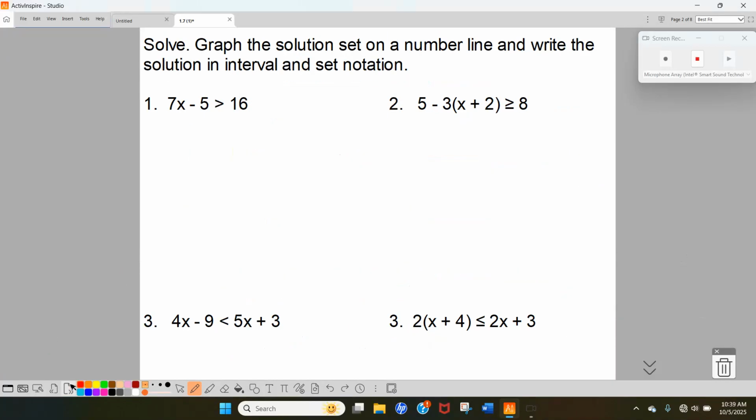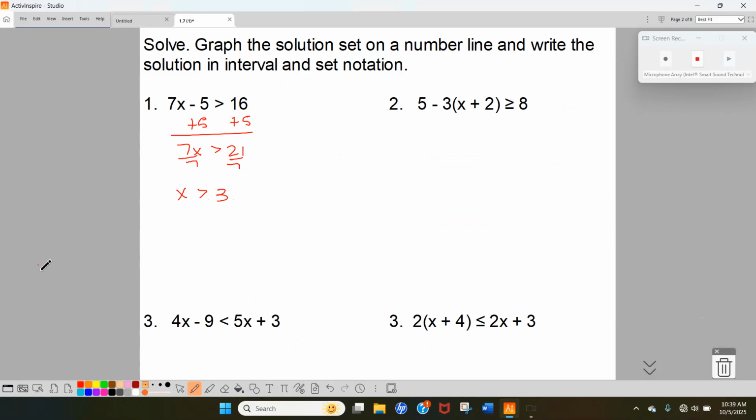All right, so to solve these, you're just solving an equation. There's nothing difficult happening. You're trying to get x by itself. Remember, you got to show all of the steps, though. So show that you add 5 to both sides. Show that you divide by 7 on both sides. We get x is greater than 3.